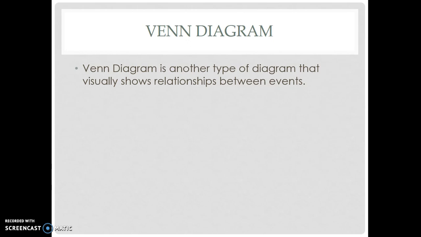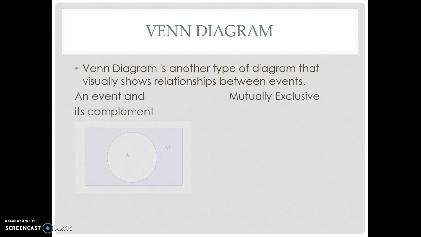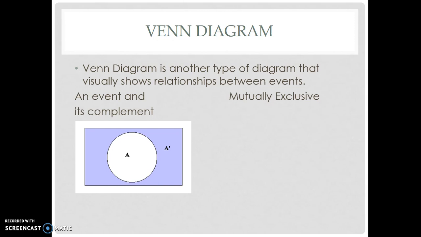A Venn diagram is another type of diagram that visually shows relationships between events. I'm sure you've seen Venn diagrams before. So here's an event and its complement. This is how you would visually show it in a Venn diagram. An event is the circle with the A inside, and A with an apostrophe is another way you can denote complement, but our book will usually put a little C up there. The complement is everything that's not inside A. Usually we talk about this rectangle as the entire universe, or everybody that could be in there.